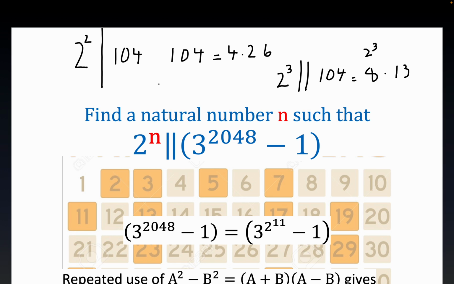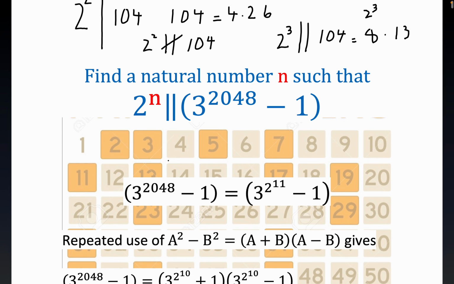Now, notice, just to be sure before we move along, 2 squared does not, and I'll put the slash for the negated relation here, 2 squared does not divide 104 fully, right? Because there's another power of 2, as we've seen, that you need to get that effected. Okay, so anyway, that's the meaning of the double vertical bar. So we're supposed to produce a natural number or positive integer n such that this statement is true.